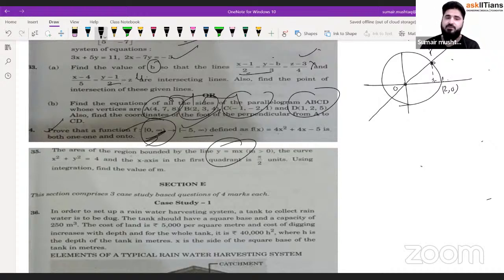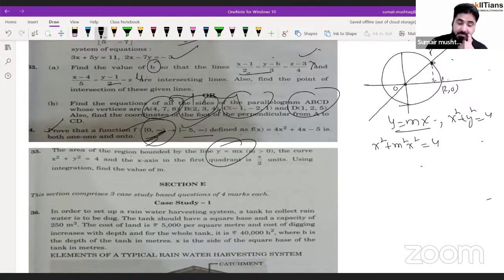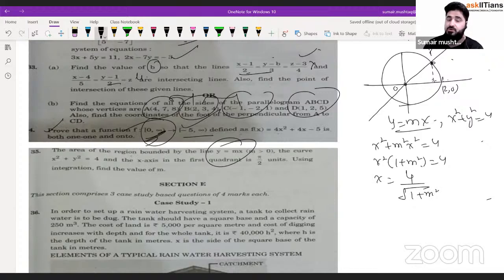Now first of all I need to find P. y = mx is one line, and another curve is x² + y² = 4. Now I will put the value of y in this, so x² + m²x² = 4. I need the value of x only. So I will take x² common: x²(1 + m²) = 4. So x = 2 divided by root of 1 + m², because I have to take its root. Now listen, this point is your P. Now this is how you have to do it.